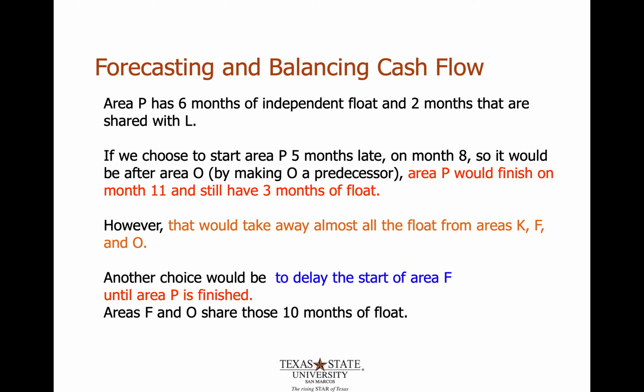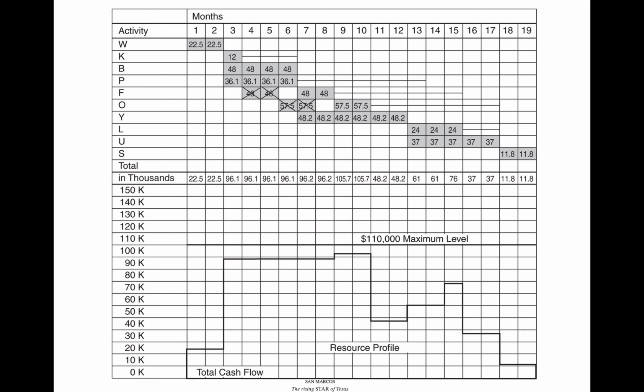So another option would be to delay the start of area F until area P is finished. So the area F and O share those 10 months of float. Here's what is happening in the second option for us visually. F is being moved to start on month 7 instead of month 4.